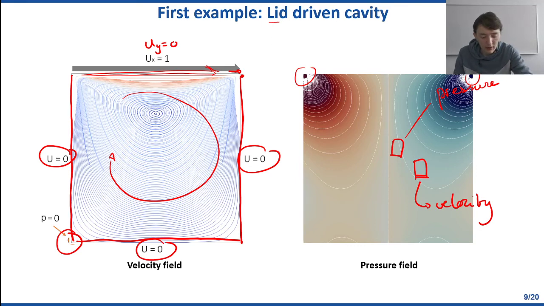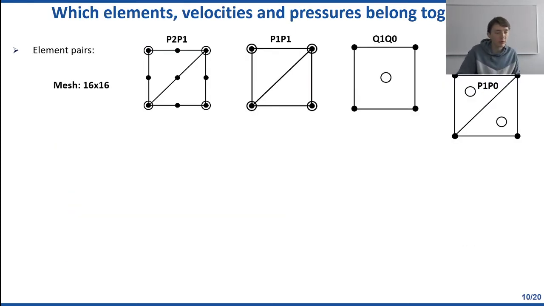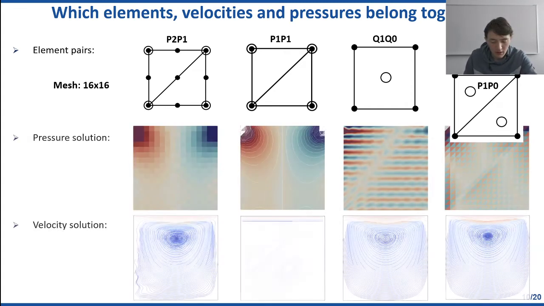So now, why am I talking about this example? Well, I want to solve this example with a couple of different finite element methods, and I have a couple here, and because my face is overlaying part of the slide right now, I had to move down one of my element shapes, and I see that I'm also cutting some of the title. The title of this slide says, which elements, velocities and pressures belong together? And what I have here is a couple of different pairs of elements, and a couple of different solution fields. Okay, so let me take one step back here.